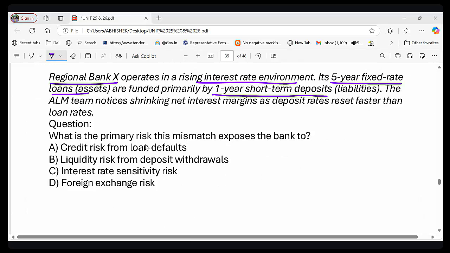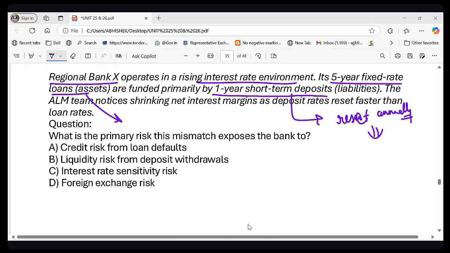Whether you understand all the kinds of risk clearly or not, whether the differentiation of these risks is clear or not. So friends, what is happening is that the deposit rate resets annually, right? Since the deposit rate resets annually, it will increase faster in a rising interest rate environment. And now the loan rate remains fixed for 5 years, right? So what will happen in such a case?